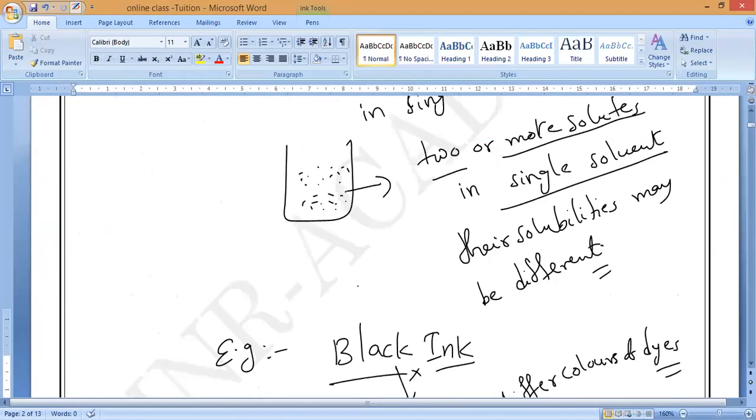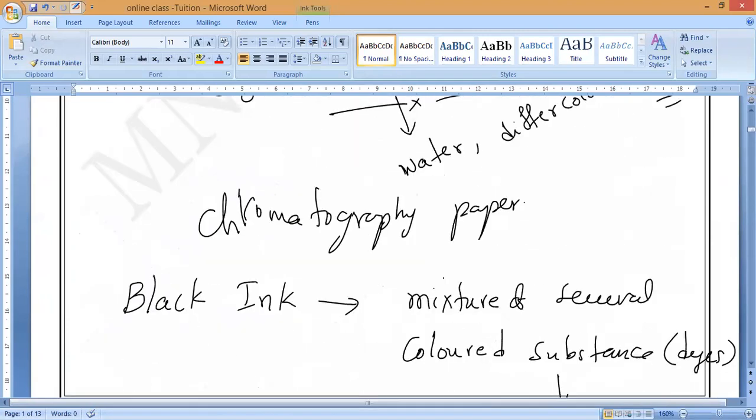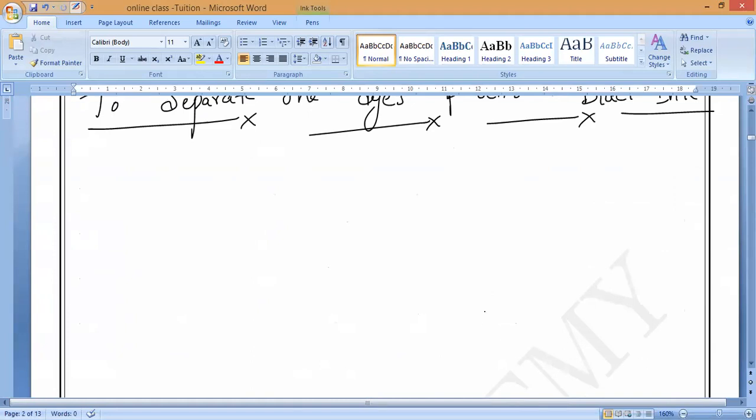Now I will tell you what the principle is. You guys know it. Two or more solutes may be dissolved in a single solvent, but their solubilities may be different. That is the working principle. And for what purpose do we use chromatography? Only when little amounts of solutes are dissolved, then only we use chromatography.